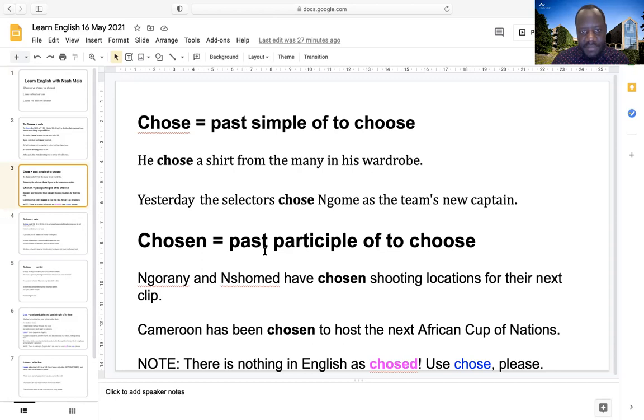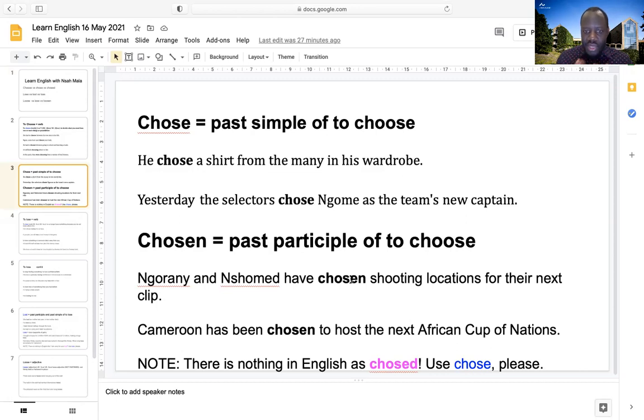And now, chosen is the past participle of to choose. Ngorani and Shomet have chosen shooting locations for their next clip. Have is the auxiliary here, and it is accompanying the past participle chosen. So the main verb here is actually to choose, but conjugated in the present perfect, okay? In the present perfect, have chosen.